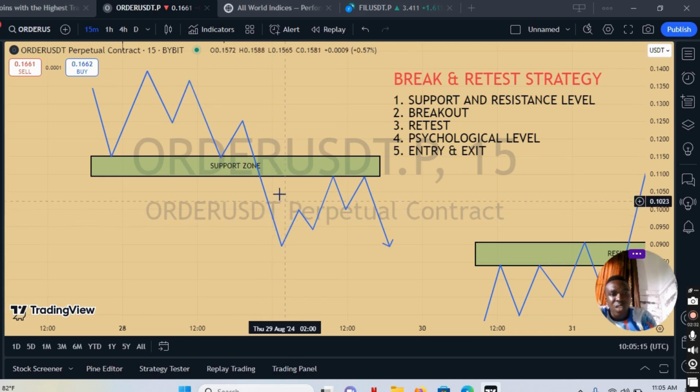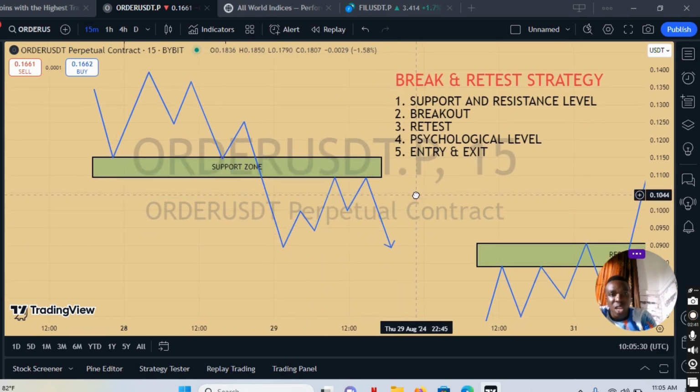The next thing you should look out for is a retest. Price must surely come back to retest this support zone that has been broken, because for this to be a resistance, price will surely come back to retest it and continue downwards. That's what will make this a resistance zone. So now when price is coming forward to retest this zone, you should look out for your psychological levels.